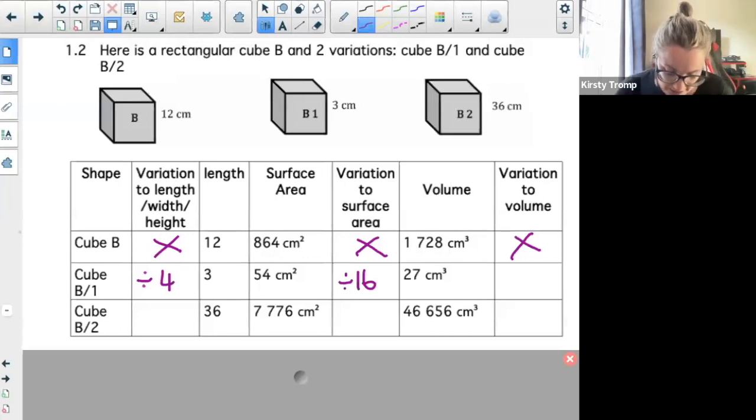And finally, let's look at the volume. The volume before was 1,728. Now it's 27. What did I divide it by? By 64. Well done. Thank you, ma'am. Thanks, Katlego.